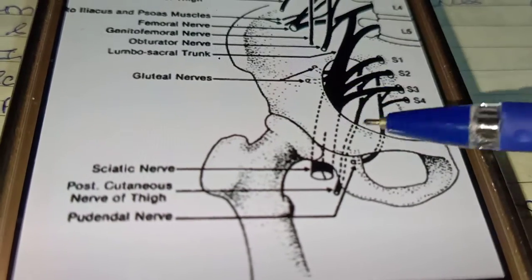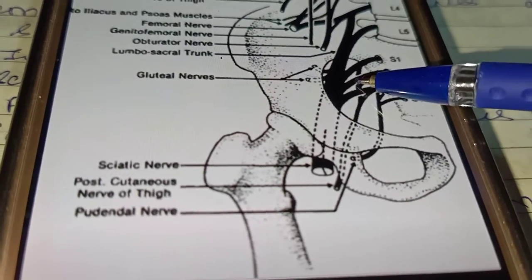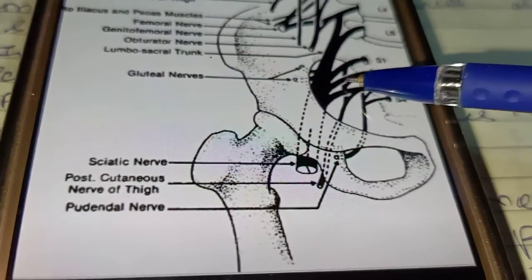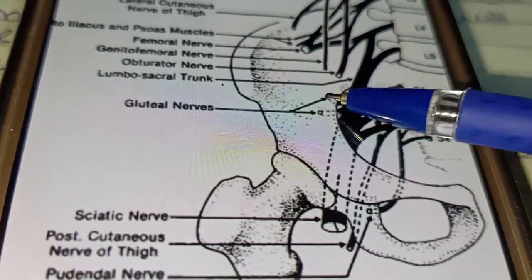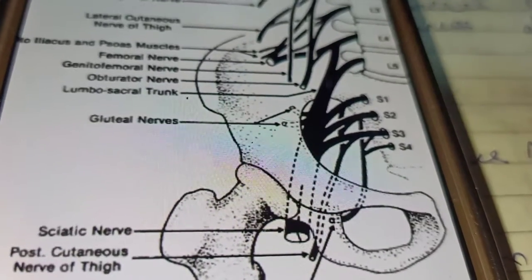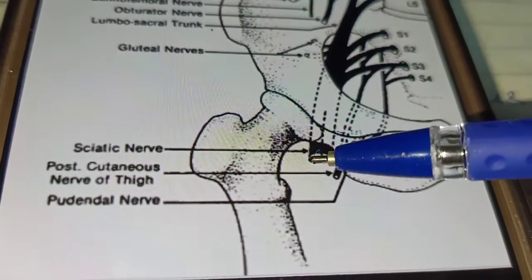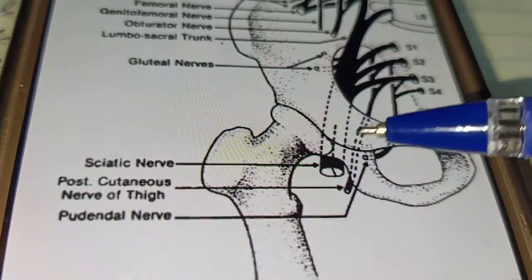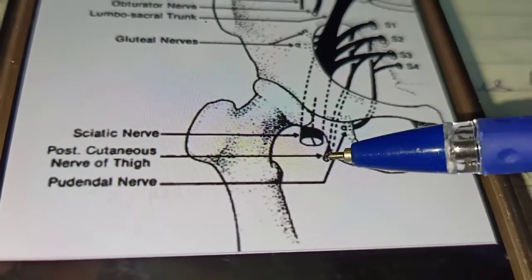Yes, it is anterior to piriformis. And the nerves are the superior and inferior gluteal nerves. These are the peripheral nerves, very very important. This is the sciatic nerve, largest nerve of the body, posterior cutaneous nerve of the thigh and the pudendal nerve.